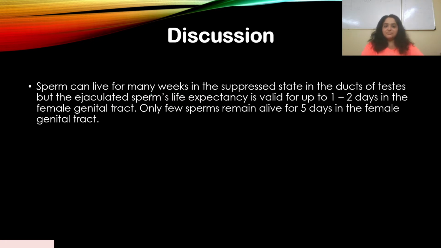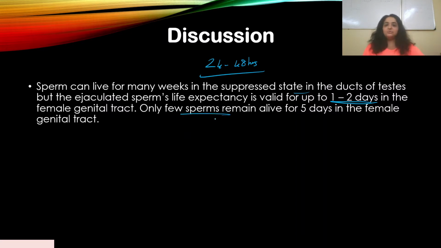Yeah, so sperm can live for many weeks in the suppressed state in the ducts of the testes. When they are in the suppressed state in the testes before ejaculation, they can remain there, alive, for many weeks. But once the semen is ejaculated into the vaginal tract, they can only live up to 1 to 2 days, that is 24 to 48 hours. The majority of the ejaculated sperm can only live up to 24 to 48 hours. So you can expect the life expectancy of a sperm to be around that many days in the female genital tract.